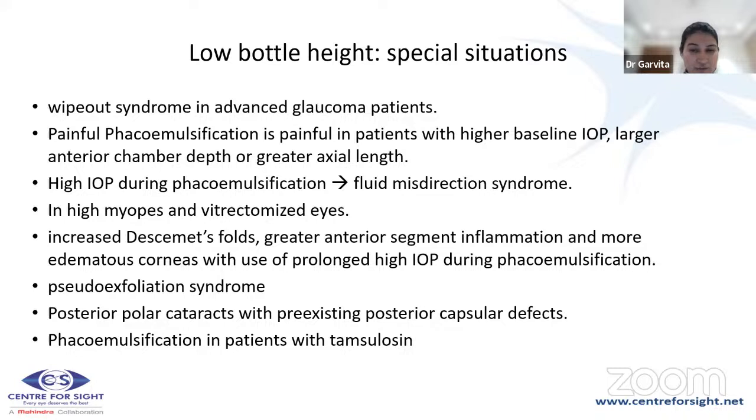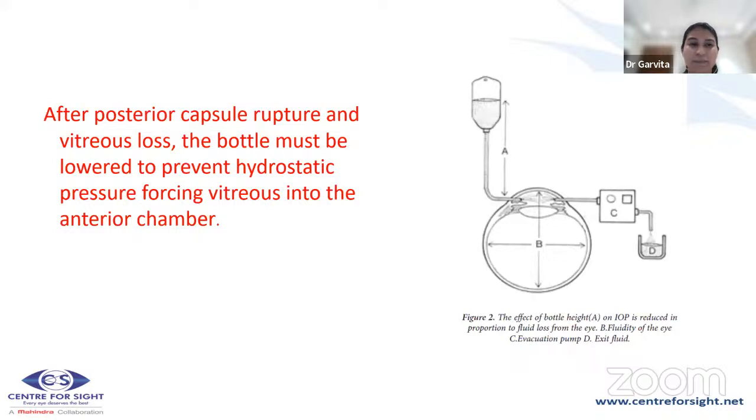Phacoemulsification in patients on tamsulosin. Again, in such patients, we expect an intraoperative floppy iris syndrome. For such patients, low bottle height is recommended. So what happens if there is a PCR or vitreous loss? The first thing you do is the bottle height should be lowered. Why? Again, as I said, to prevent hydrostatic pressure forcing vitreous into the anterior chamber.